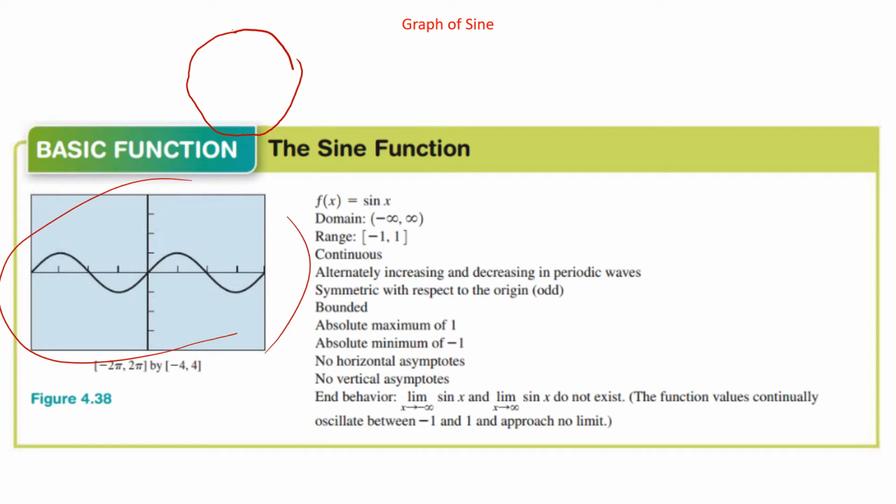It's bounded, which just means that it doesn't go above that 1 or below the -1. It doesn't go off to infinity in the y direction. It has absolute maximum 1, absolute minimum -1. There's no horizontal asymptotes or vertical asymptotes. And the end behavior doesn't actually exist because it keeps going back and forth between 1 and -1. So it doesn't go to a specific value or off to infinity like all of our other functions have. They have all either gone to infinity or to a specific value. And so that's what the graph of sine looks like.